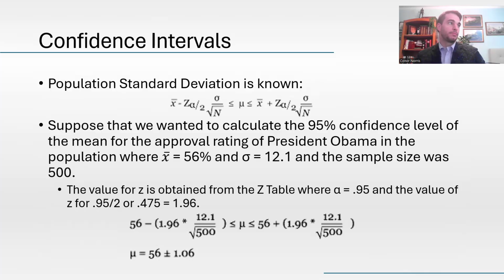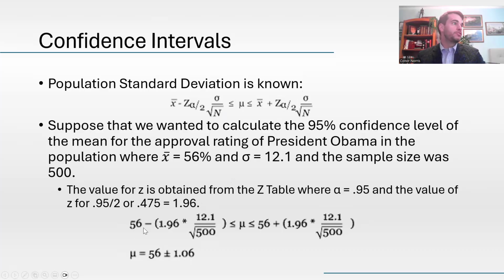So let's walk through a quick example. Let's say that we wanted to calculate the 95% confidence level of the mean for the approval rating of President Obama in a population where the sample mean is 56%, the population standard deviation is 12.1, and the sample size is 500. Well, you can plug these right into that formula. On this side, you have the X bar, the sample mean, minus all this. On the other side, you have it plus all that. So this will spit out the number that's less than the mean and the one that's greater than the mean.